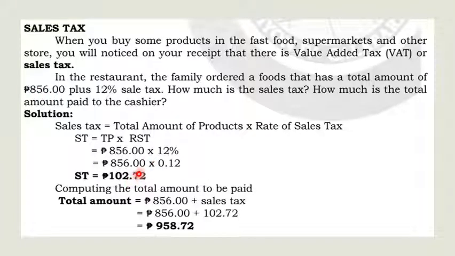Ano po? So, ngayon, ang sunod na tanong, so nakuha na natin sales tax. Ang sunod na tanong is yung total amount paid to the cashier. So, para makuha yung total amount, so we just have to add yung halaga ng food at saka yung tax. So, 856 plus 102 and 72 centavos. So, ang total ng kanilang binayaran is 958 pesos and 72 centavos.